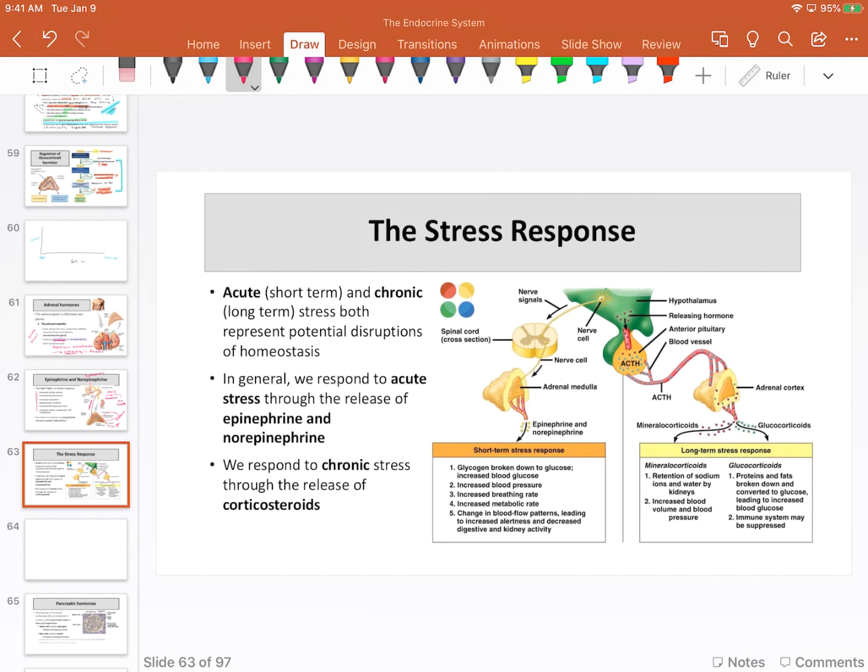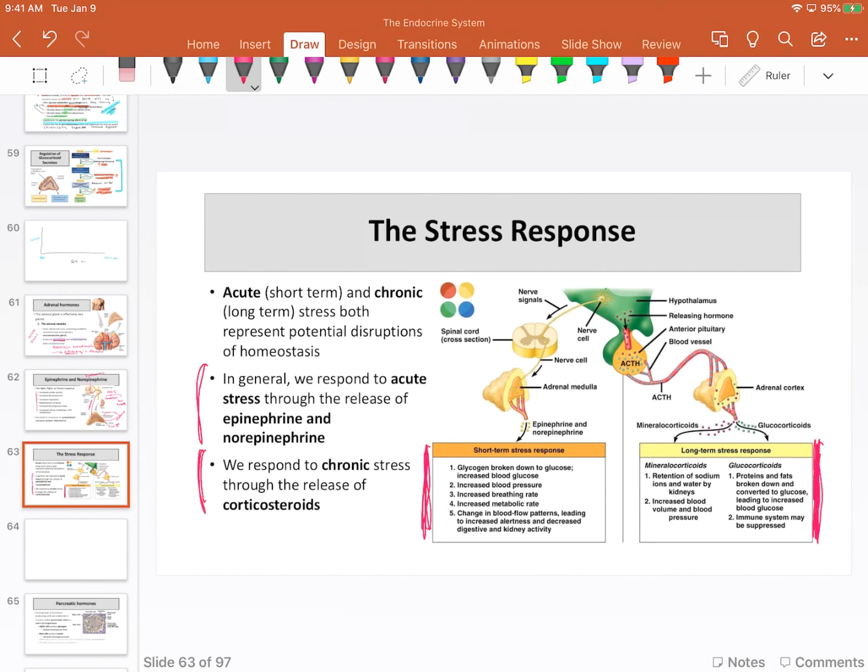We can have lots of epinephrine being released in the short term in lower levels. And additionally, we can have this cortisol as the stress remains strong. And so together we get this response to stress. The acute stress is due to the epinephrine and the norepinephrine. Chronic response is due to the corticosteroids, the glucocorticoids. And I want you to take a close look at this response list here. Here's what happens with short-term stress. Here's what happens with long-term stress.